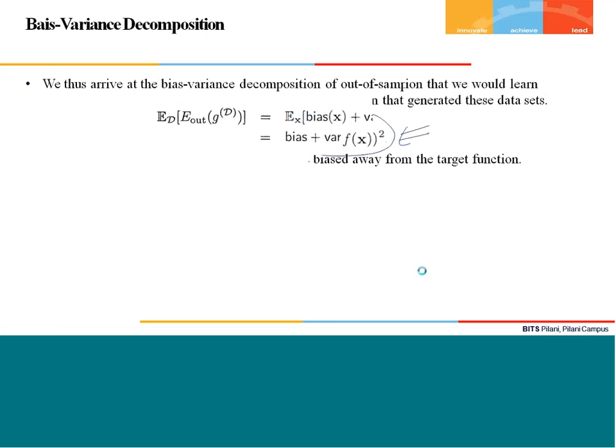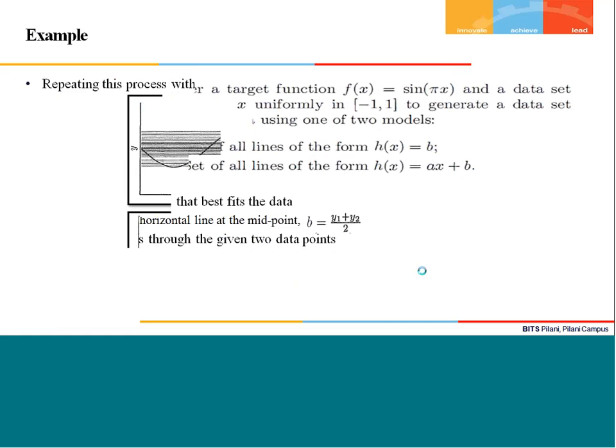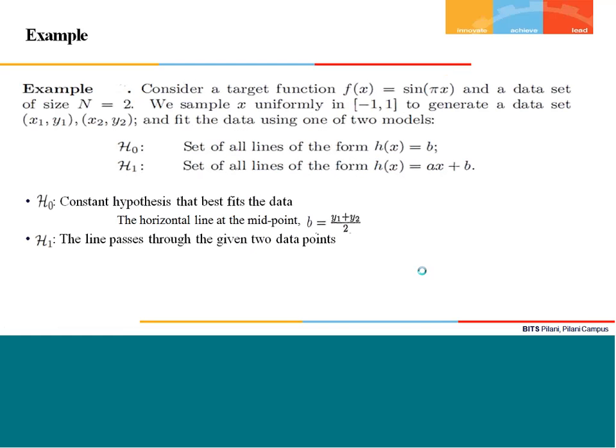Let's understand with an example. Let's say we have a sine function, and we consider a target function f(x) equal to sin x. So this is a sine x function. We are considering only those x which are between -1 and +1, right? -1 and +1.